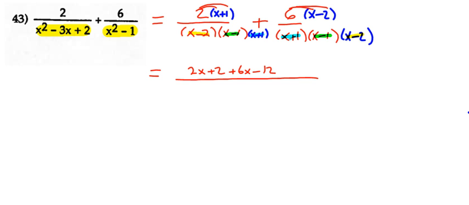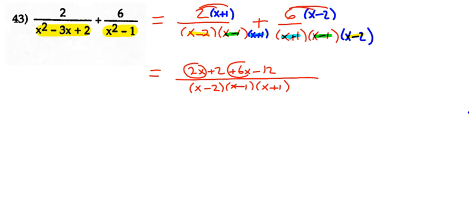Now that I've distributed everything on the top, I'm simply going to write everything in the denominator over one more time. You have to be careful if there is an x minus 2, an x minus 1, or an x plus 1 on the top. It can't be canceled because this is not factored on the top. So I'm just going to look for like terms.